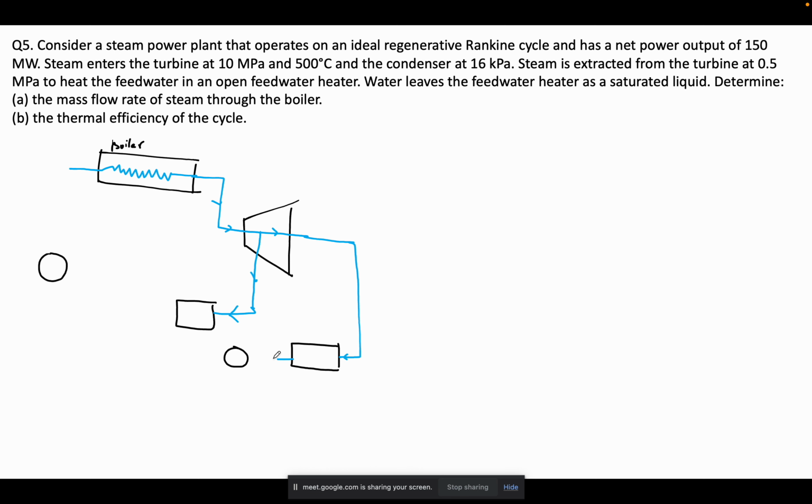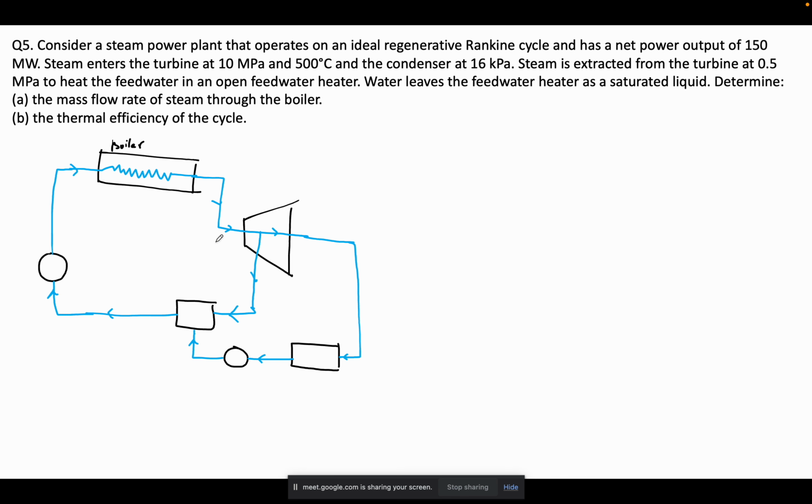Then from this condenser it enters a pump, and this pump will put it here. After that these two liquids get mixed. This is a feed water heater, which is nothing but a heat exchanger. Now if this is an open feed water heater, these two liquids will get mixed up, and if it is a closed feed water heater, the liquids will not get mixed up. And then finally this will come here.